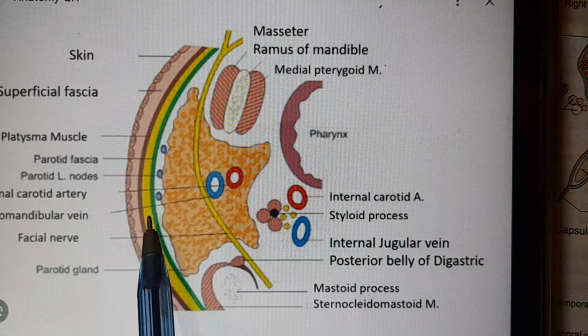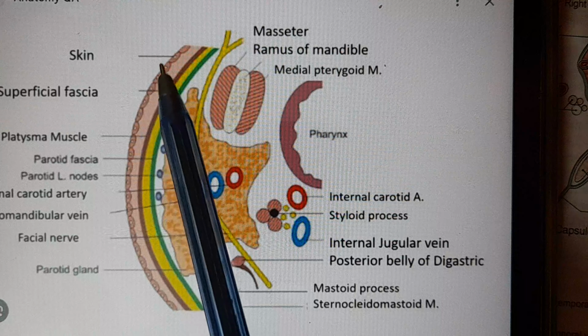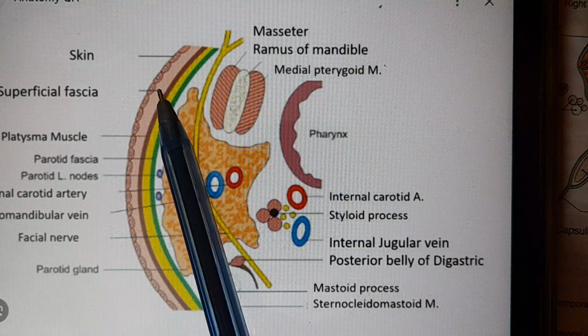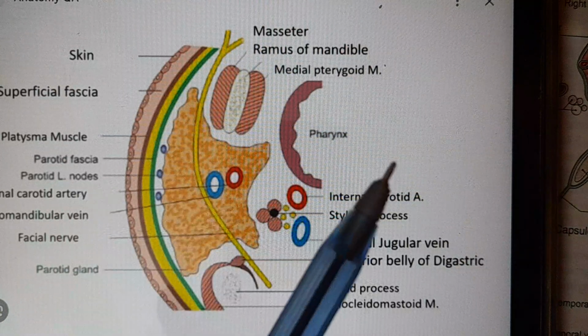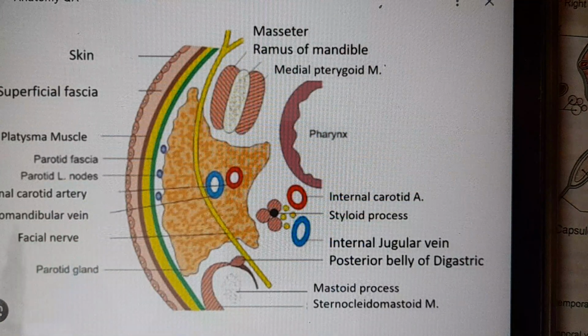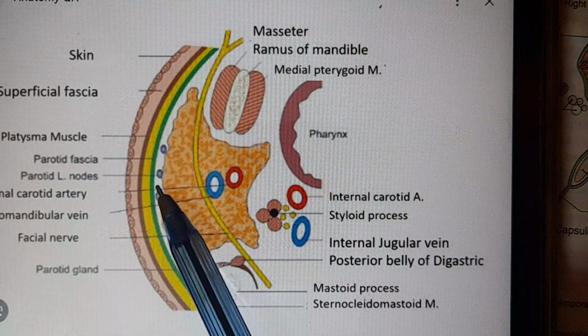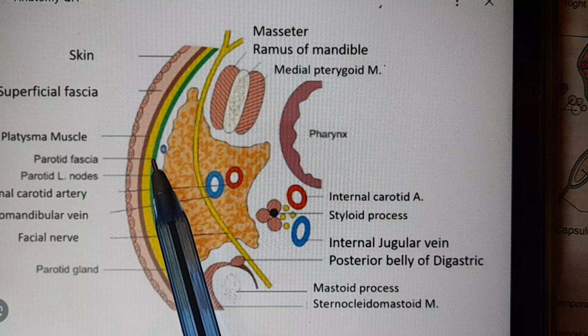So here in this diagram you can see the superficial surface. The superficial surface mainly has the skin, then it has the superficial fascia, then it has the platysma muscle, and somewhere here the risorius muscle can also be present. Both of the muscles are present in the superficial fascia. Then we have the deep fascia, that is the parotid fascia, which is shown by this green color border.